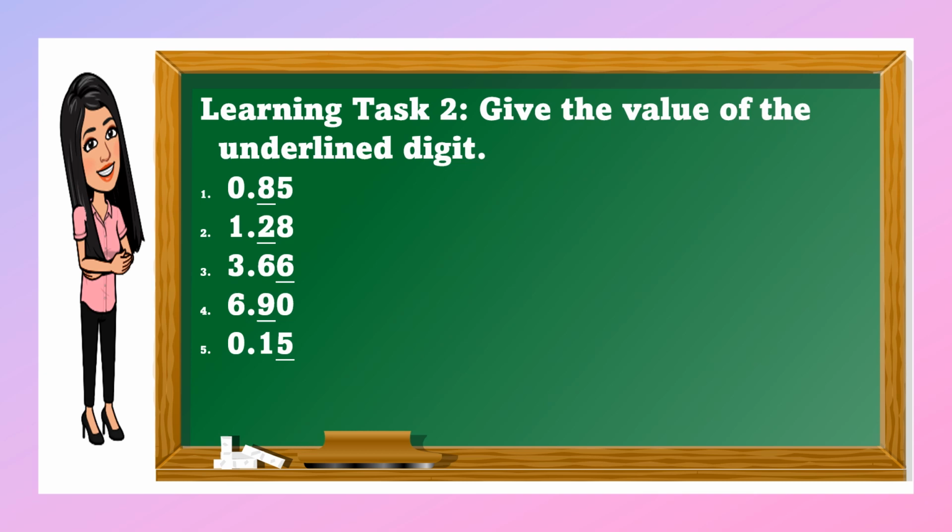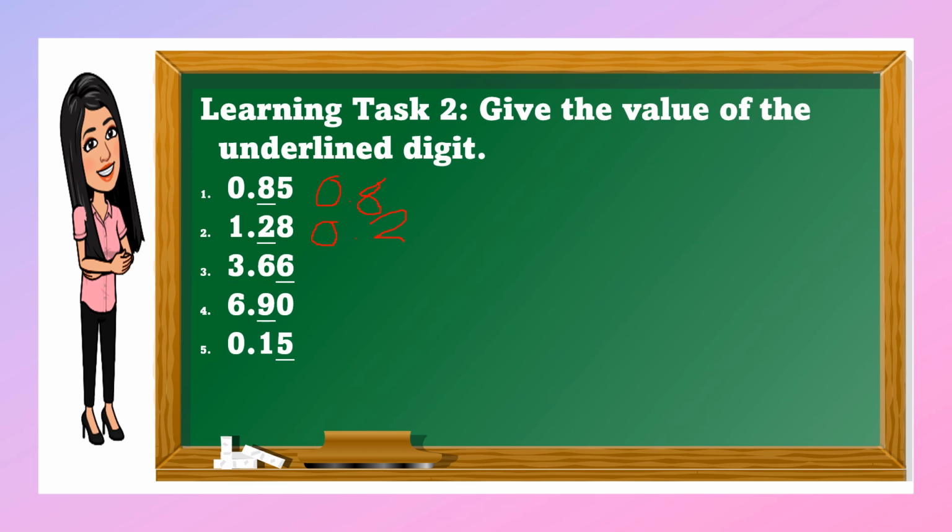Now, for the learning task 2, give the value of the underlined digit. So this time we're going to write or give the value. So what is the value of 8? Since 8 is in the tenths place, the value of this one is 0.8. So this is 8 tenths. Number 2, 1 and 28 hundredths. So since 2 is also in the tenths place, 2 is 2 tenths.